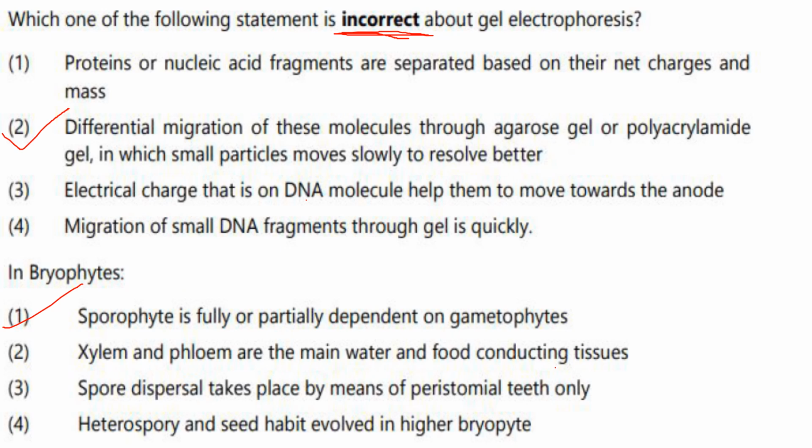Spore dispersal takes place by means of peristomial teeth only. Not only peristomial teeth, there are elaters, wind and water through which spore dispersal takes place in bryophytes. Heterospory and seed habit evolved in bryophytes. Heterospory and seed habit evolved in pteridophyta, not bryophytes. So option 1 is the right answer.